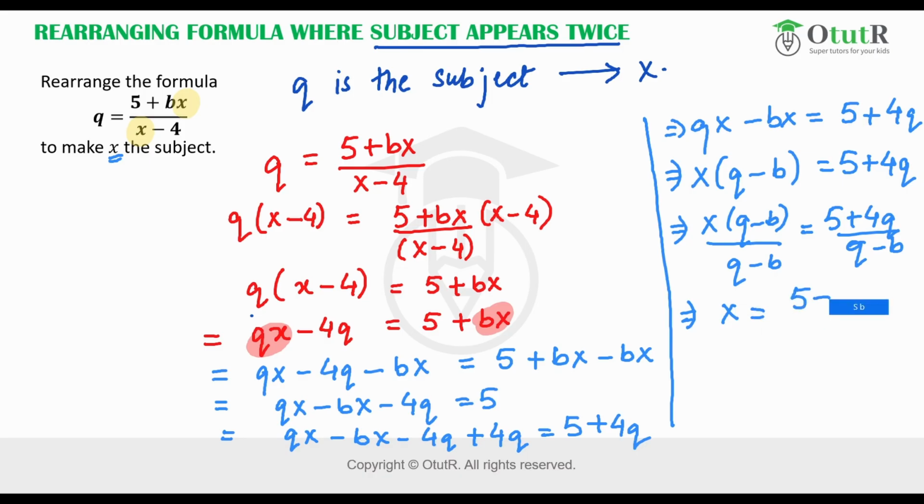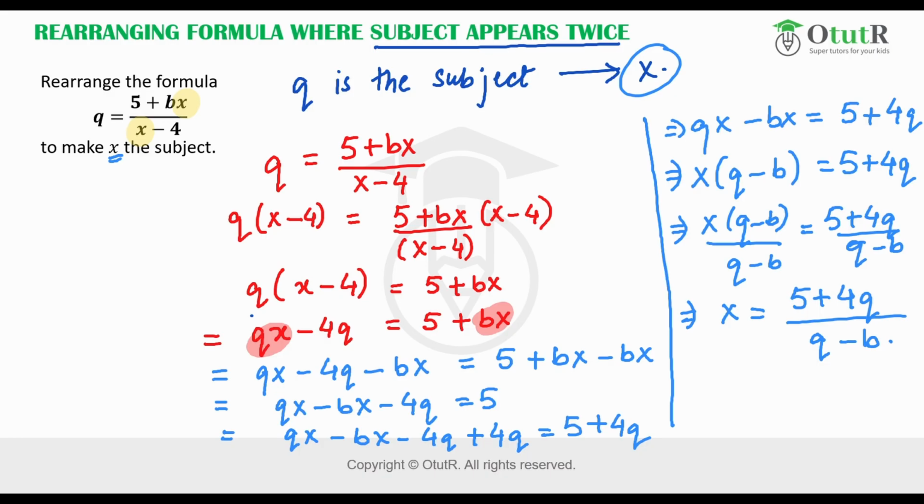So it becomes 5 plus 4q over q minus b. This is the answer for x. So here what I did is I made x the subject. Okay, I hope it is clear.